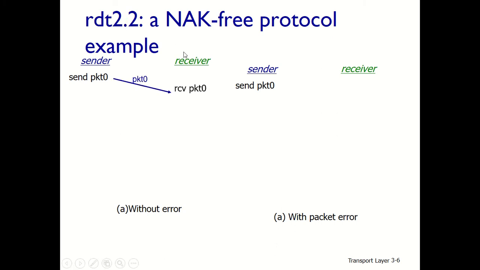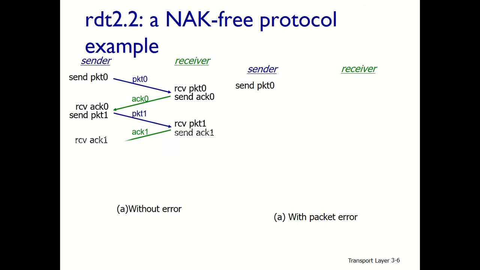Suppose that the sender sends packet 0, the packet with the sequence number 0. The receiver receives it correctly, so it will send acknowledgement 0 because this is the last packet received correctly. Suppose again the sender sends the next packet, P1. We are using the sequence numbers 0 and 1. So P1 is sent and packet 1 is received correctly, so it will send acknowledgement number 1.